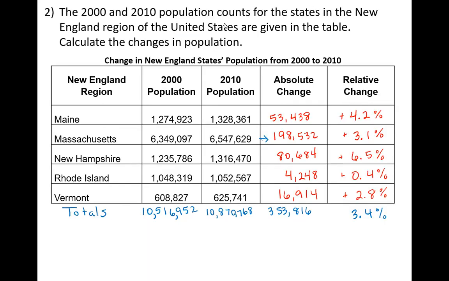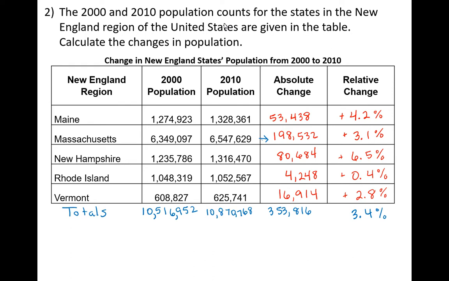Which state in the table grew the most? Hint, there could be more than one answer, so explain your reasoning. So let's go back and see, who did we think grew the most? Massachusetts clearly had the most people. They increased by 198,500. So Massachusetts had the greatest increase in population, absolute change.